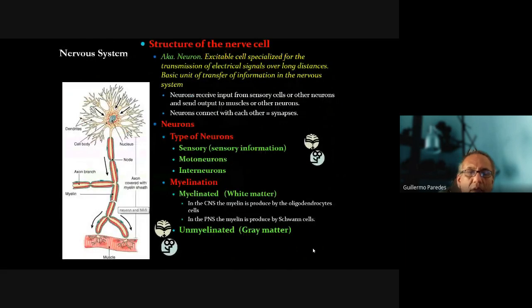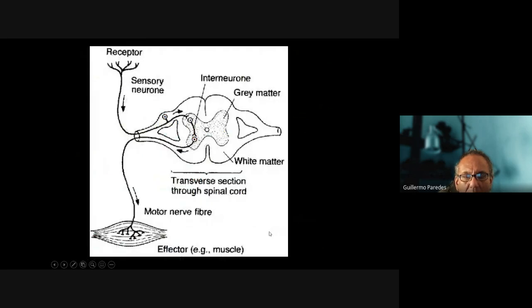All right, so here we have the structure of the nerve cell, and this finishes the review, and then we can go over the material I want to go over. So we have the sensory, the motor, and the interneuron. These are the types of neurons that we have. And some of these nerves are going to have myelin, the white matter, and the unmyelinated is going to be the gray matter. So that is review from previous class.